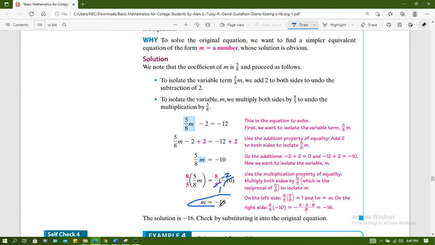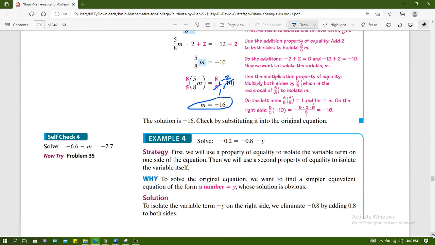So the solution to this equation, 5 over 8 m minus 2 is equal to negative 12, is negative 16. So check now by substituting it into the original equation. 5 over 8 times negative 16, cancel out, will be negative 2. So 5 times negative 2 is negative 10. Negative 10 minus 2 is negative 12. So we get negative 12 equals negative 12. And therefore, the solution is really negative 16.